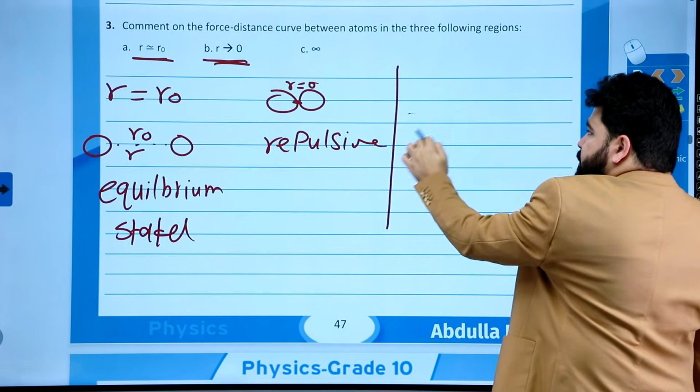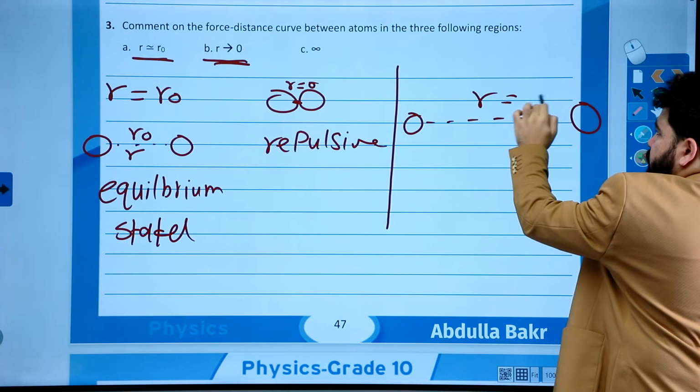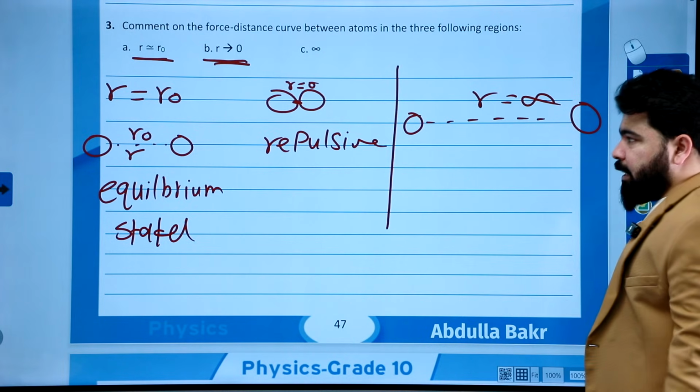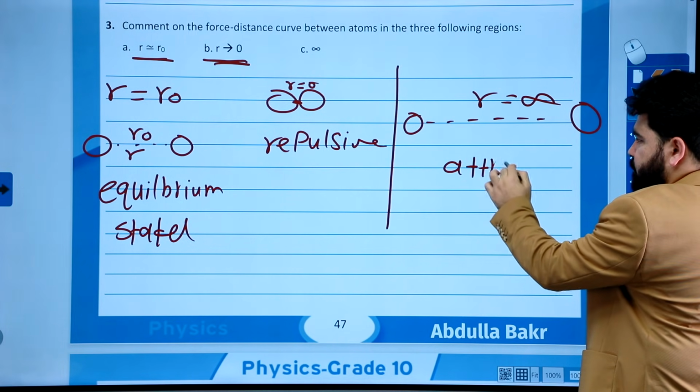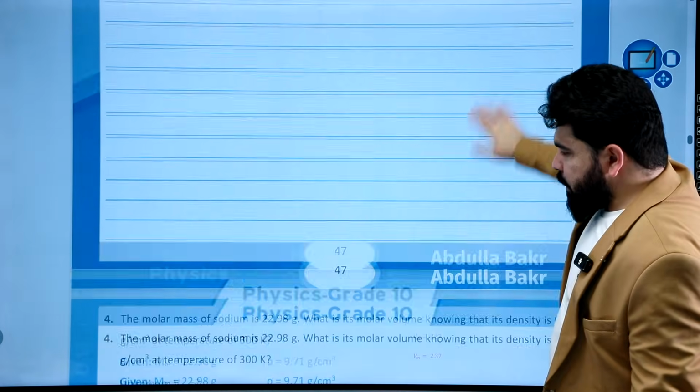What if the distance between them is infinity? So take any number. R is equal to infinity. What is going to be what? The force between them is going to be attractive. Be careful. Attractive force. So this is question 3.